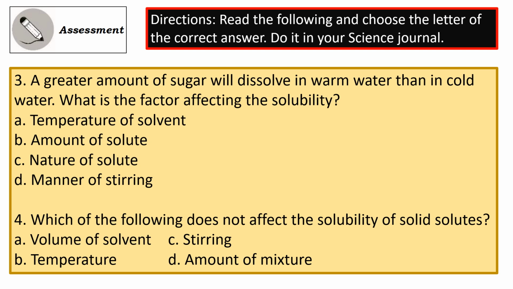Number 3. A greater amount of sugar will dissolve in warm water than in cold water. What is the factor affecting the solubility? A. Temperature of solvent. B. Amount of solute. C. Nature of solute. Or D. The manner of stirring. Number 4. Which of the following does not affect the solubility of solid solutes? A. The volume of solvent. B. The temperature. C. Stirring. Or D. The amount of mixture. Answer.